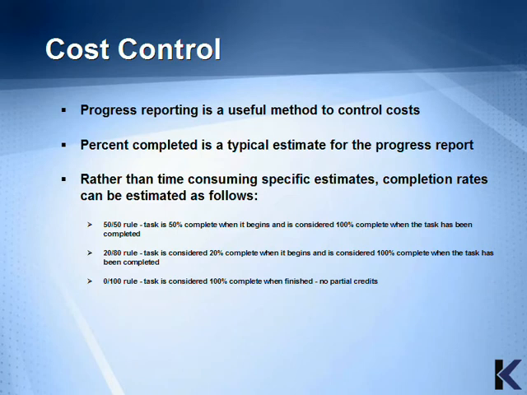The 50-50 rule, meaning that the task is 50% complete when it begins and is considered 100% complete when the task has been completed. The 20-80 rule is when the task is considered 20% complete when it begins and is considered 100% complete when the task has been completed. The 0-100 rule gives no partial credits for when the task begins. The task is considered 100% complete when it's finished.